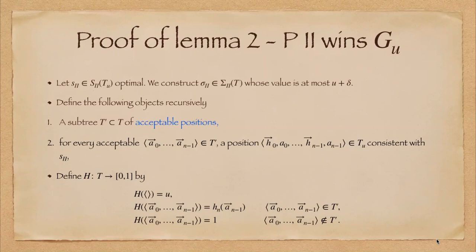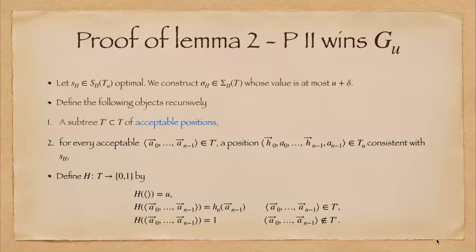And we're going to define several objects recursively and simultaneously. So it's a bit tricky. What can I do? Martin is a clever guy. His proofs are tricky. So the first thing I'm going to define is a subtree of T, whose positions, the positions of T prime, are called acceptable positions. So I'm going to say that some positions are acceptable and some are not acceptable, and this is all with respect to the strategy S2. It depends on the strategy S2.